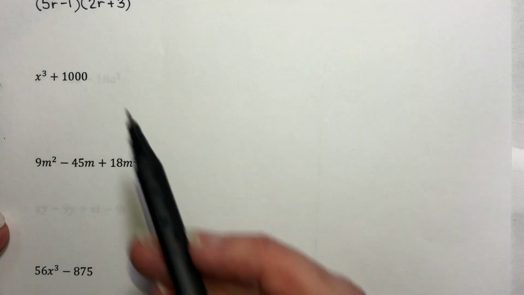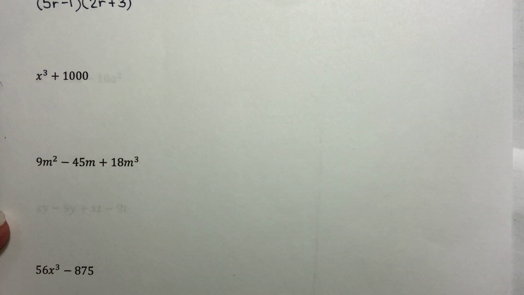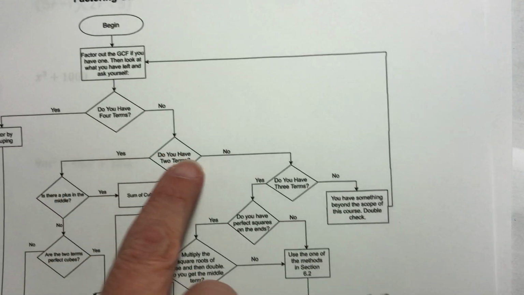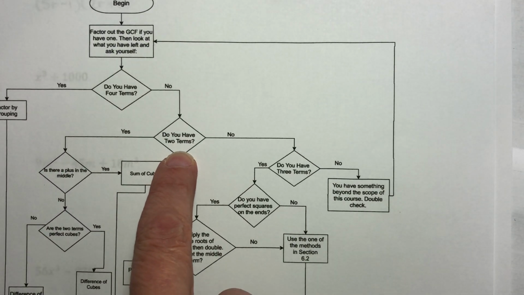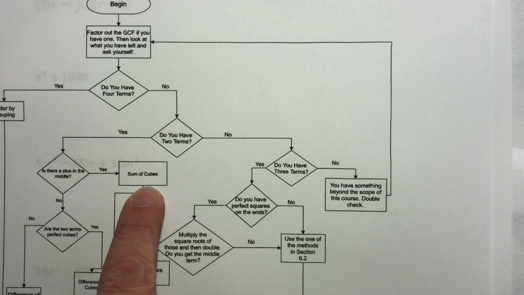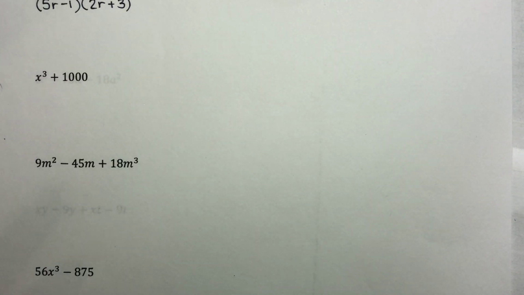Okay, let's factor x cubed plus 1,000. First thing, do we have a GCF? And the answer is no. There's no variable here, there's no number here, no GCF. Okay, we do not have 4 terms, we have 2 terms. Is there a plus sign in the middle? Yes, so we're looking for a sum of cubes. If it's not a sum of cubes, we don't know how to solve this.